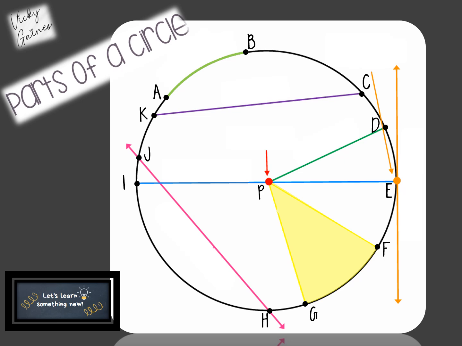Let's review parts of a circle. First of all, this circle is named by the center. This is circle P. Next thing is a radius. A radius is a segment joining the center of the circle P with a point on the circle D.